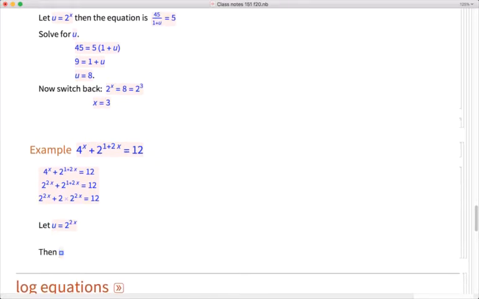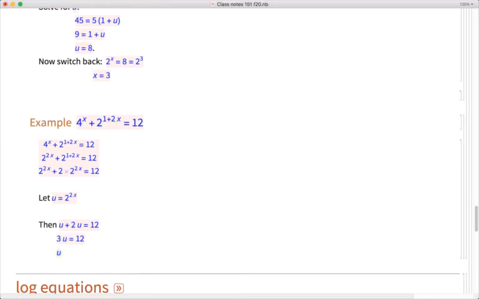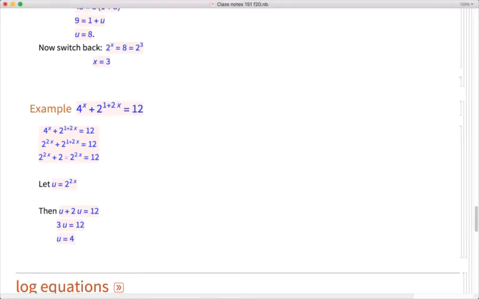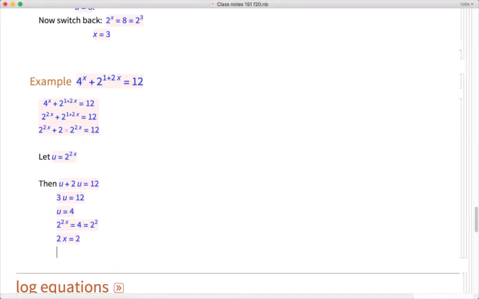Then our equation becomes u plus 2u equals 12. That becomes 3u equals 12, and u equals 4. And then we can return to the exponential form for the u there. Just substitute back in what it was. 4 is the same as 2 squared. And so finally we come down to 2 squared equals 2. And so our solution here is x equals 1.